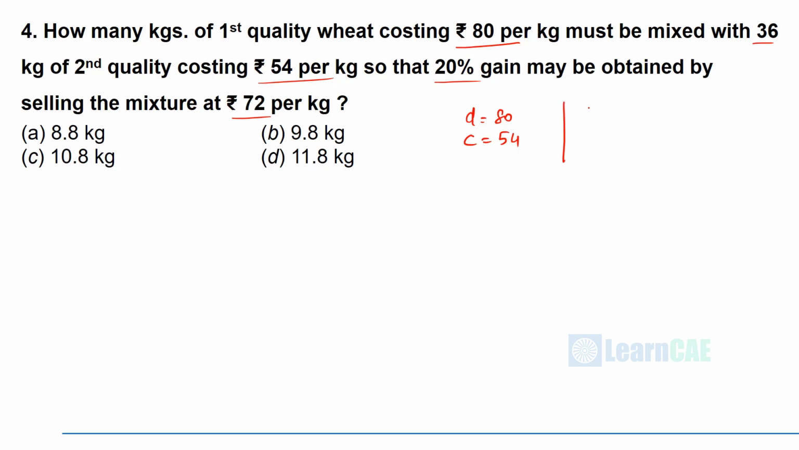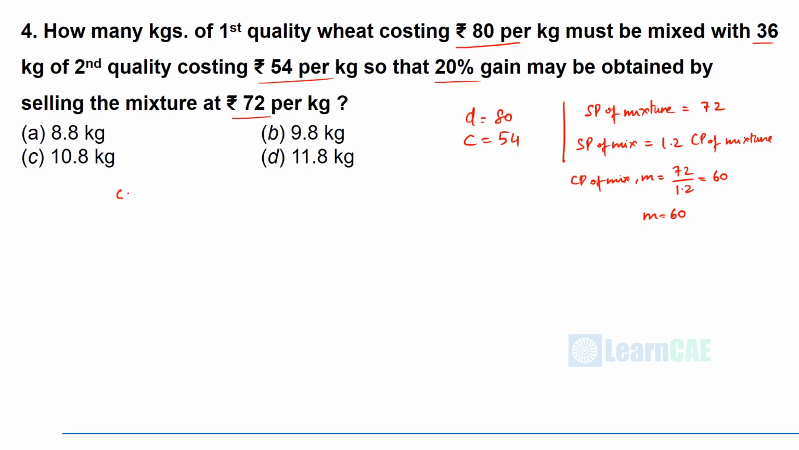Therefore, selling price of mixture is equal to 72. Selling price of mixture is at a gain of 20%. Therefore, it is equal to 1.2 cost price of mixture. Therefore, CP of mixture, that is M, is equal to selling price of mixture by 1.2, that is nothing but 72 by 1.2. This is equal to 720 by 12, which is 60. Therefore, M is equal to 60.